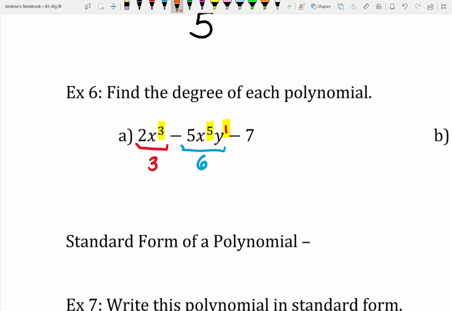And then last but not least, we've got 7. We should probably talk about this: 7 doesn't have any exponents. It doesn't even have any variables to have exponents. So there aren't any exponents on the variables because there aren't any variables. If you don't have anything, you just say it has a degree of 0. Cool. So when we're trying to find the degree of the polynomial, we take the largest degree of any single term. So we would say that our degree is 6.